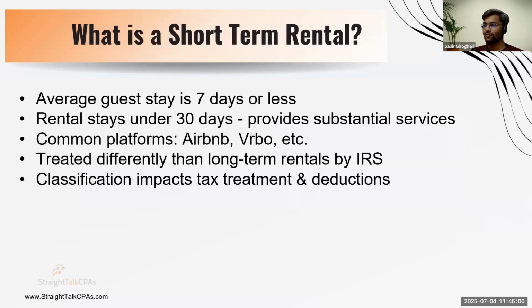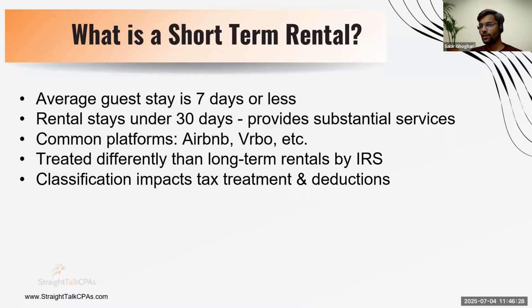So the first one is, everyone must be wondering, what is a short-term rental? It is already defined by the IRS. Generally the myth is around short-term rental, mid-term rental, and long-term rental. There is nothing like a mid-term rental. Either it is a short-term rental or it is a long-term rental. The first condition for a short-term rental is that the average customer stay should be 7 days or less. That qualifies it as a short-term rental.